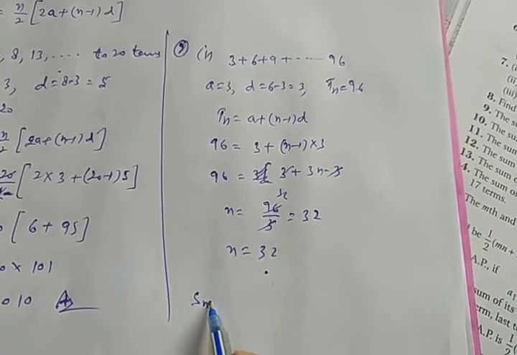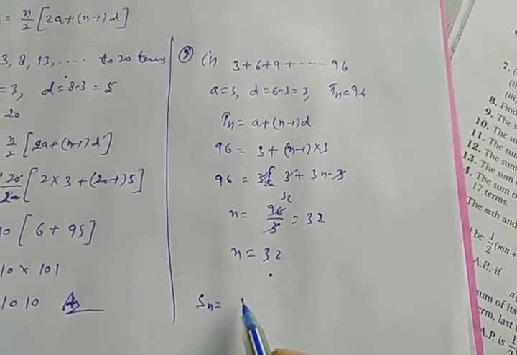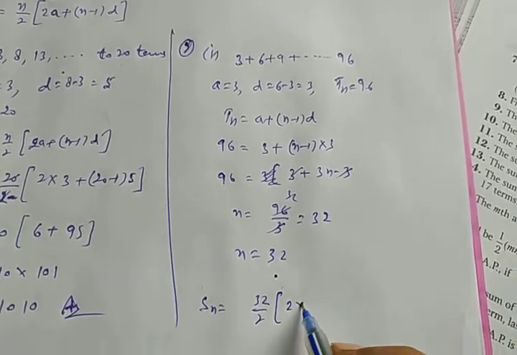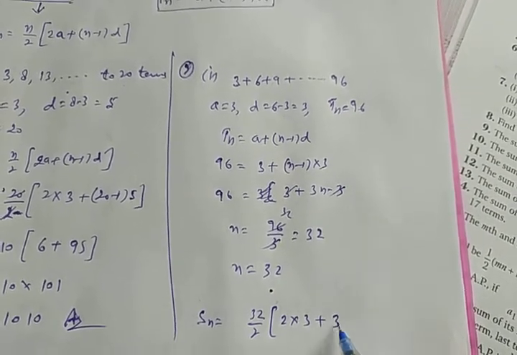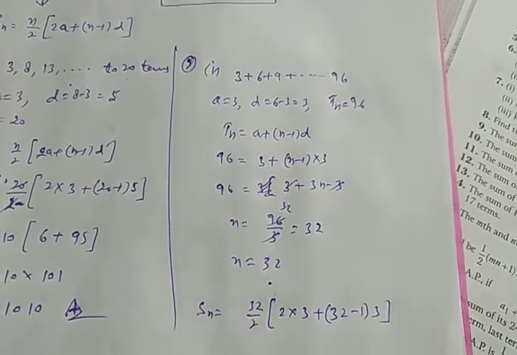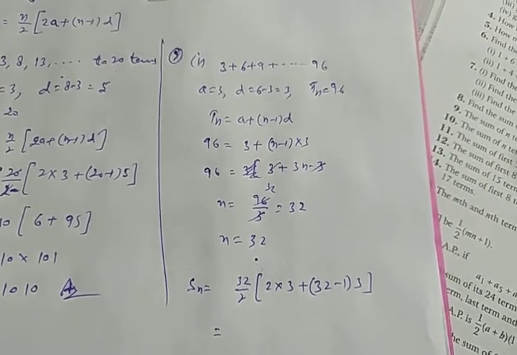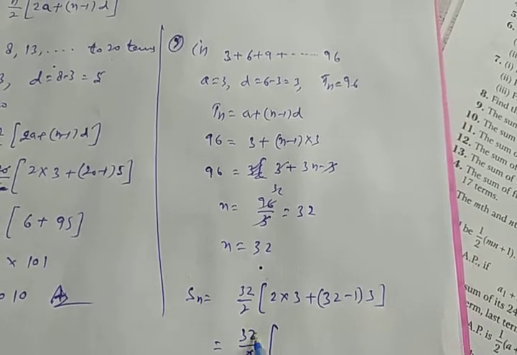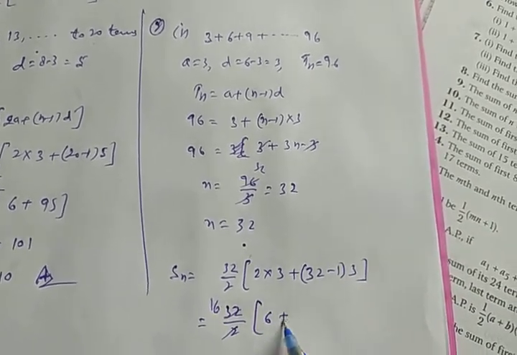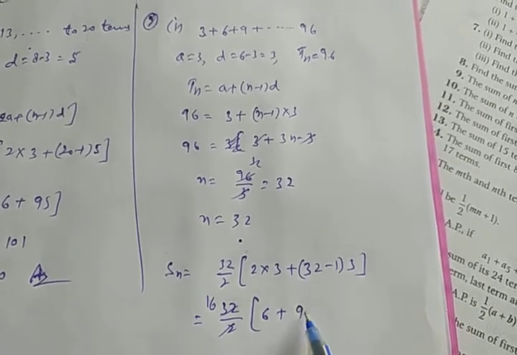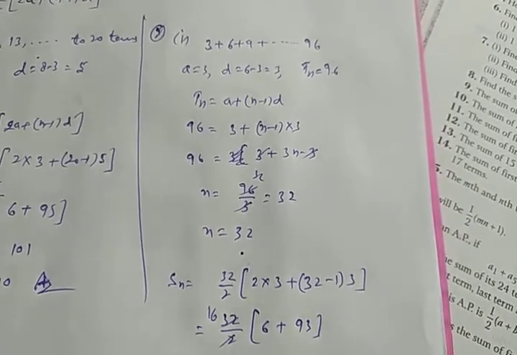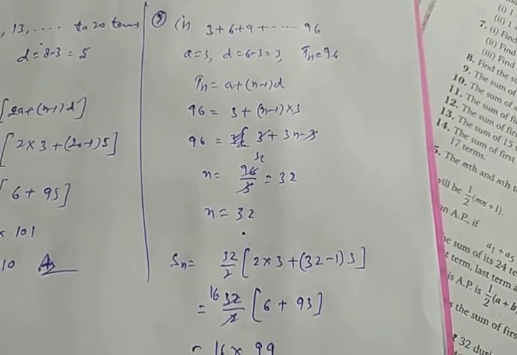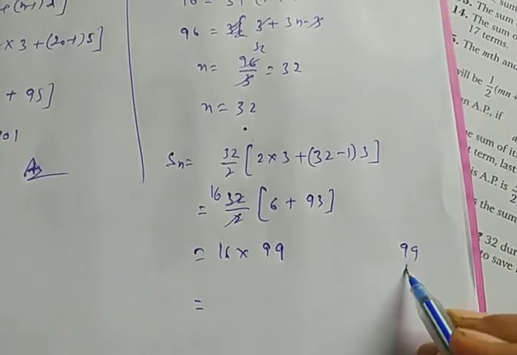This time you will apply the formula. Sn is equal to, the formula you know very well, simply 32 upon 2 into 2 into a means 3, plus 32 minus 1 into 3. 3 is looking common and can be taken, but rather than taking it, simply calculate. This will be cancelled, 16. 2 threes are 6 plus 31 threes are 93. 16 into 99. Now simply multiply 99 into 16.